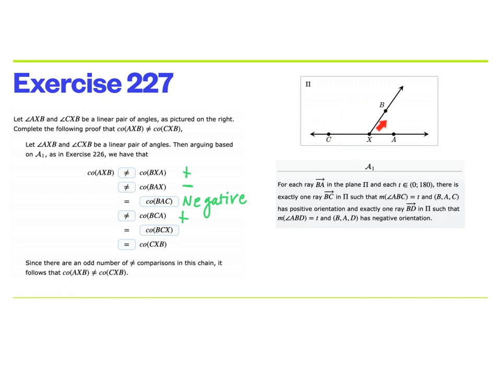BCX, counterclockwise, positive circular orientation. Further, that's equal to the circular orientation of CXB. CXB also has a counterclockwise orientation, so it is also positive. Now you can see here that we have an odd number of equal signs, which would then mean that the circular orientation of AXB is not the same as the circular orientation of CXB, which should have seemed pretty obvious from the beginning of this problem because we can simply just look at it. But that is how you would prove it.